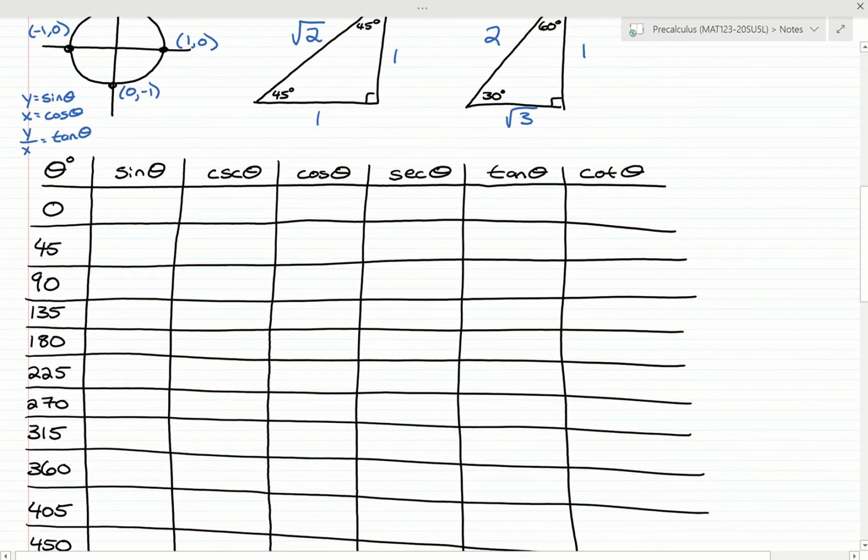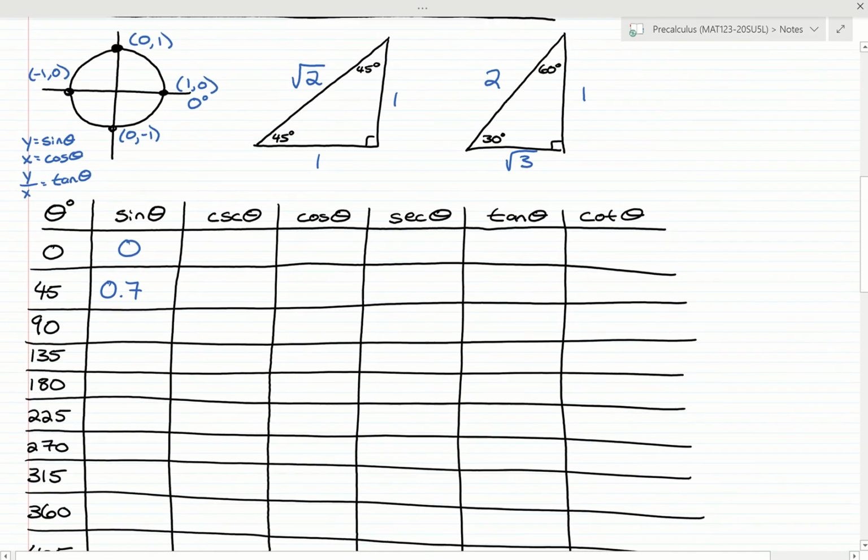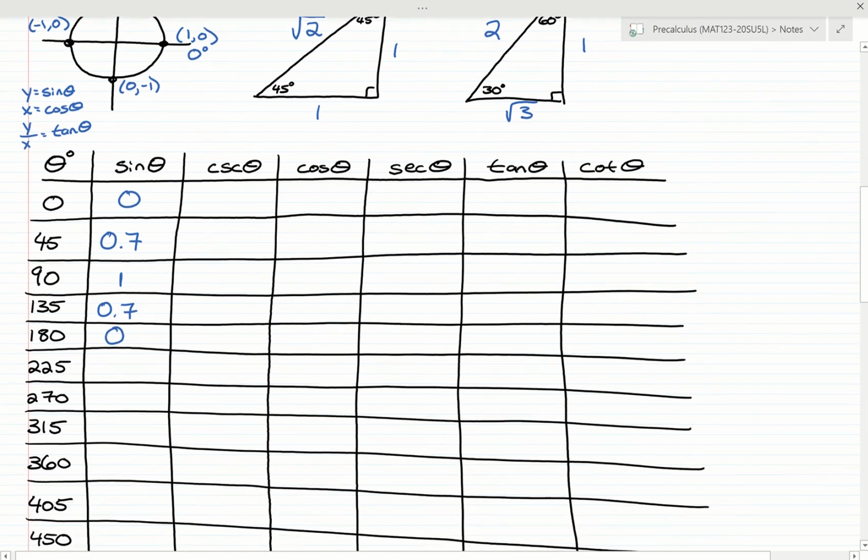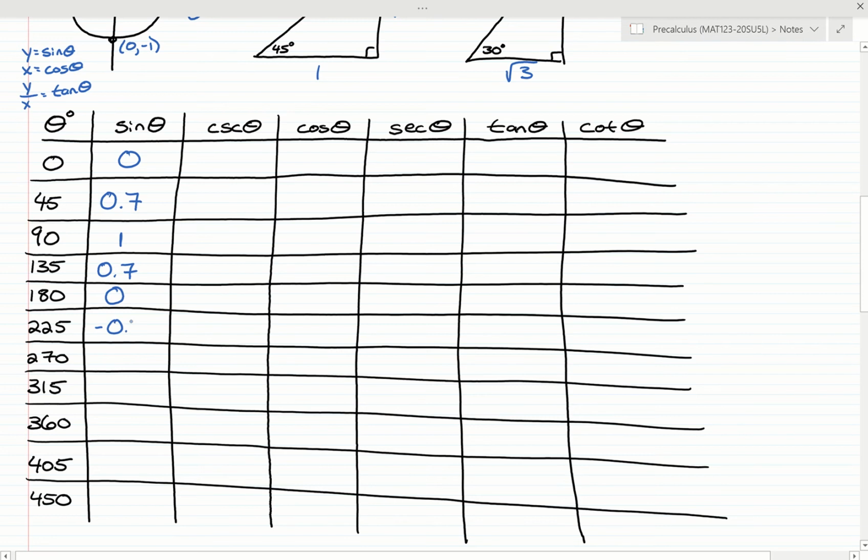Sine of 0, if you look at 0 degrees on your quadrantal angle, sine of 0 would be 0. Sine of 45 would be 1 over root 2, which is 0.7. Now we'll use decimals for this table, but going forward, we always, of course, leave the rationalized form of that answer. Sine of 90 is the y value at 90, which is 1. Sine of 135, we could make our special triangles, but that would be 0.7. Sine of 180 is 0. Sine of 225 is -0.7.